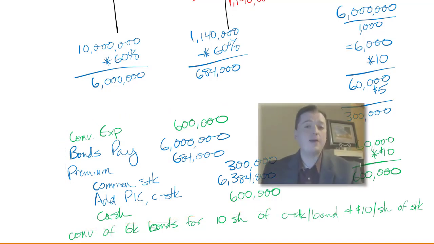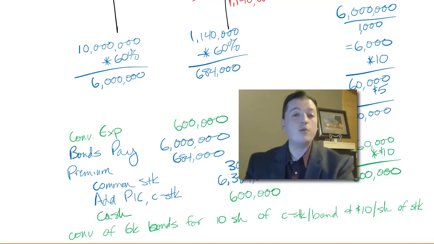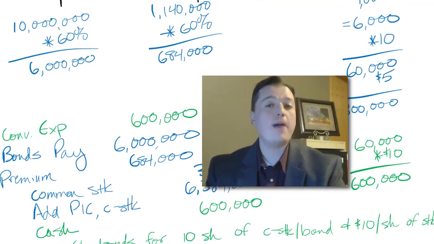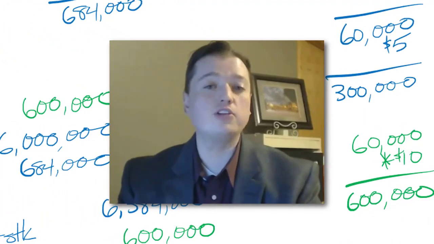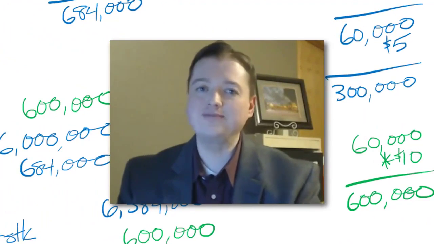Now that's our first example of convertible securities and how we do the journal entries for them. When we come back, we'll take a look at how we record preferred stock. More fun journal entries coming. I'll see you then.